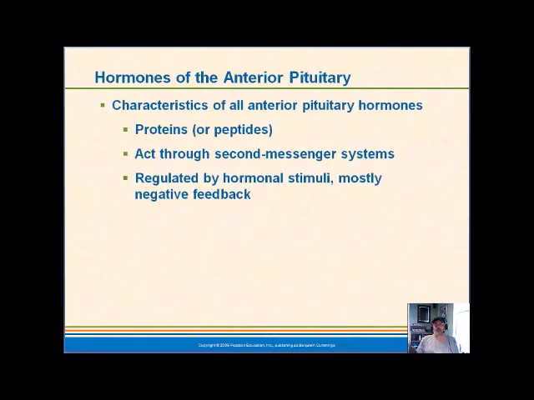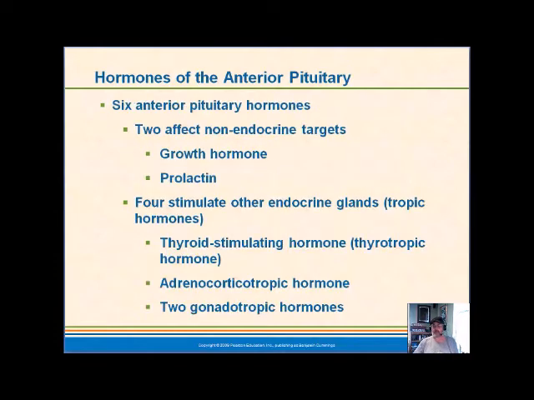Now, characteristics of all anterior pituitary hormones is that they are proteins or peptides, and that makes them water soluble, and they use the second messenger system that we discussed in our earlier presentation. They are regulated by hormonal stimuli, mostly, again, that negative feedback system that we discussed earlier.